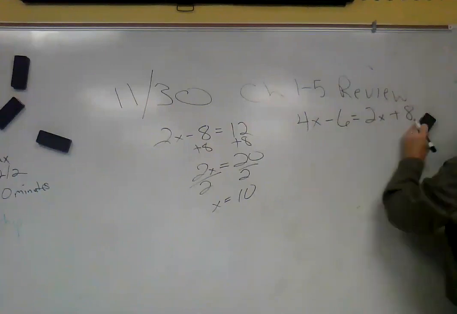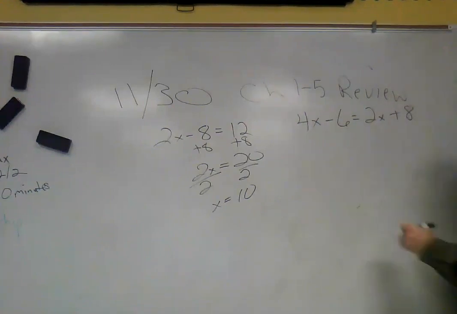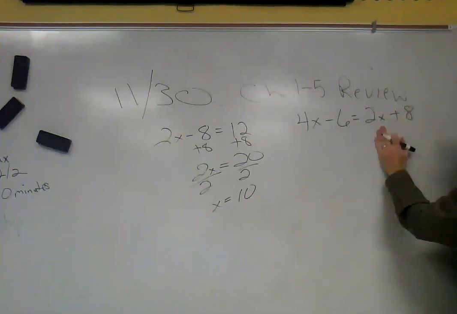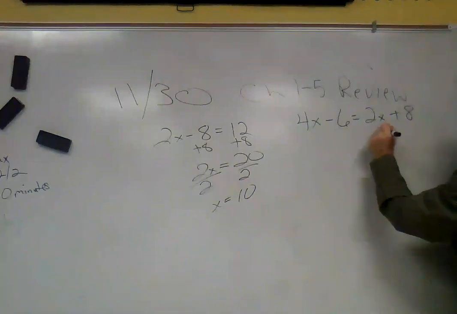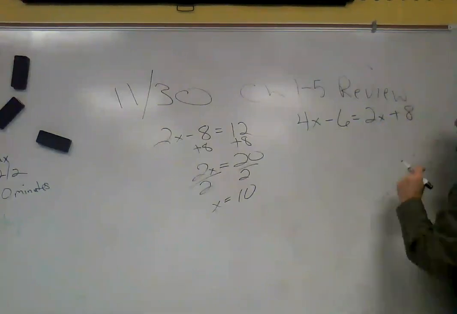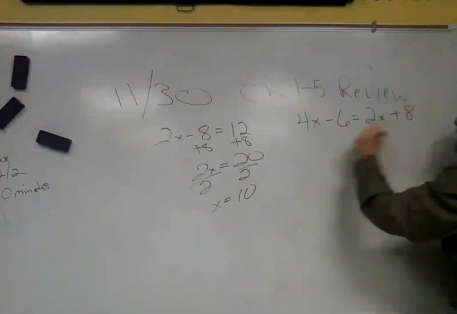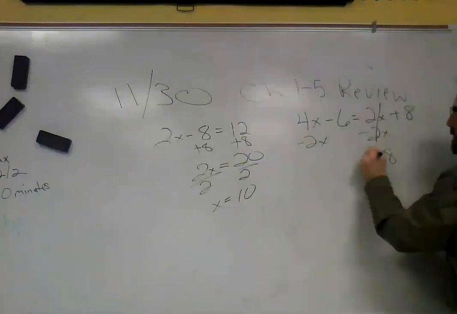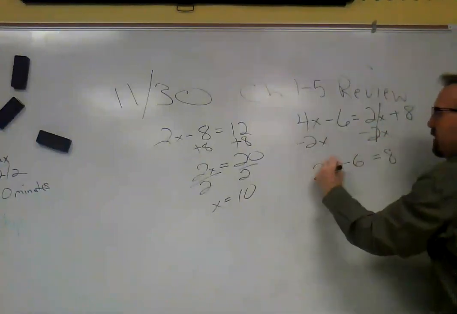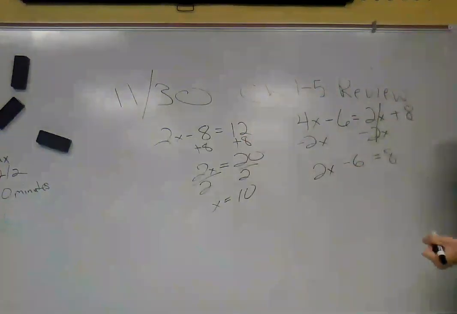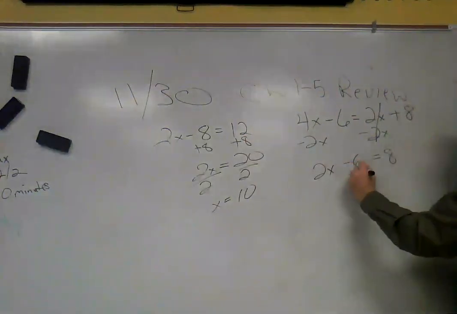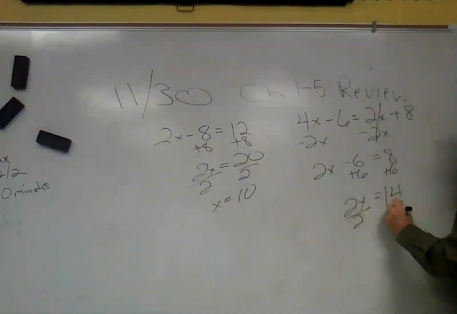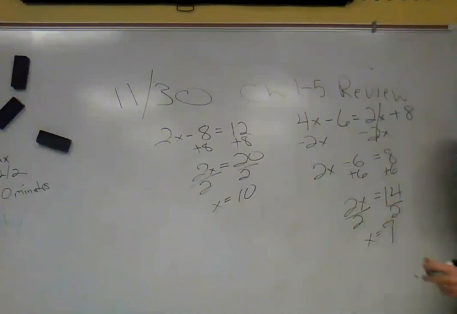Okay, let's take one where we have a variable on both sides. I think it's easier to do if you find the smaller variable and get rid of it. So our smaller is 2x. How do we get rid of positive 2x? What's opposite positive? So subtract 2x. We do the opposite over here, so that way 2x minus 2x is 0. We're left with 8, -6, 4x minus 2x is 2x. Now it looks a lot like that problem there. So get rid of our addition or subtraction, add 6. 2x equals 14, divide by 2, x equals 7.